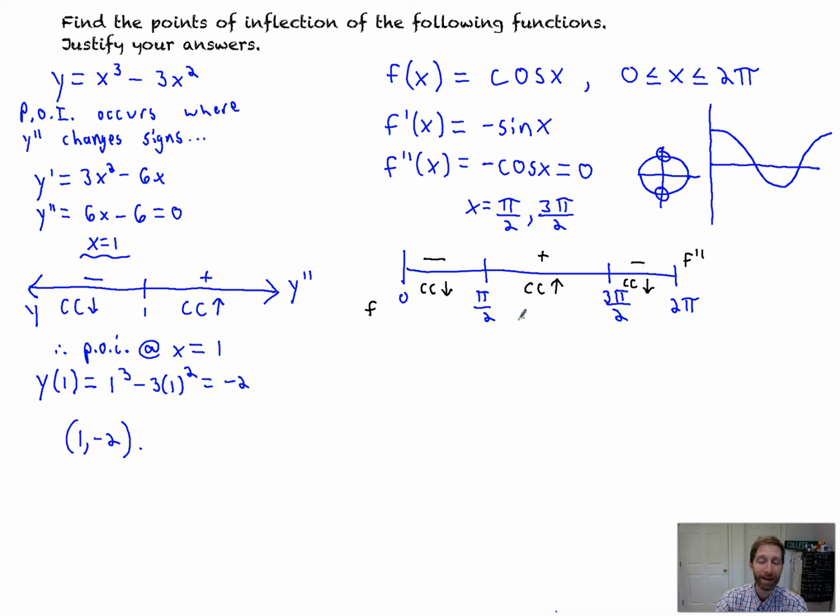Not bad. All right, so we need to find the points of inflection. Again, I'd make the statement, a point of inflection occurs where the second derivative changes from positive to negative or negative to positive, and this occurs at, and then I'd list out my values. So we're going to have points of inflection at pi over 2, where the second derivative changes signs, and at 3 pi over 2, because the second derivative changes from concave up to concave down there.